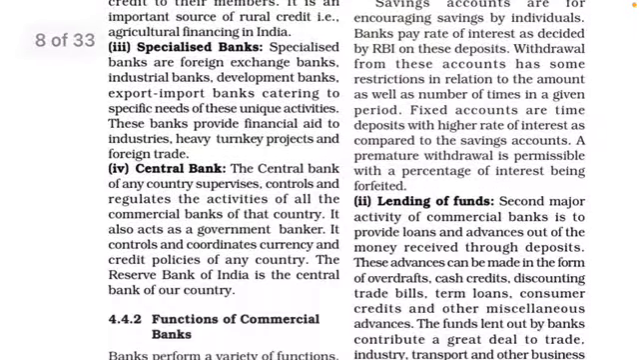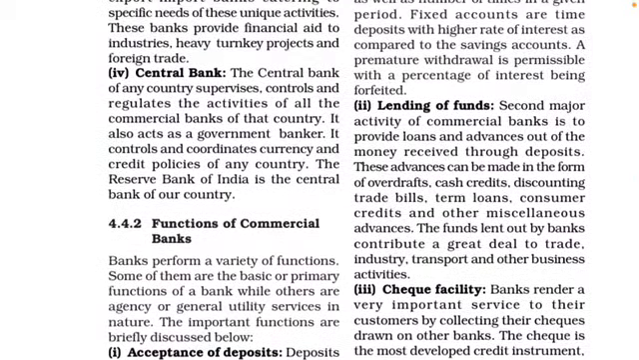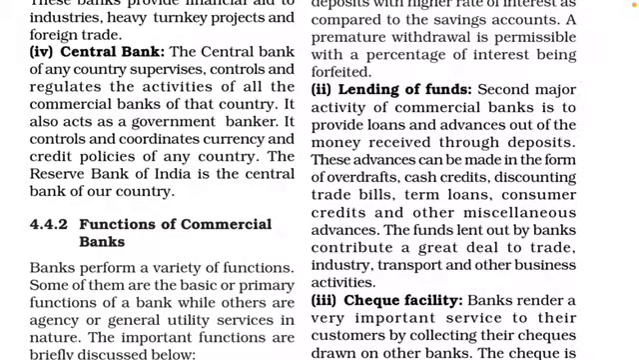So the first function of the commercial bank is to accept deposits from the public, and the next one is just vice versa, lending of funds. The bank will accept the deposit, and then the bank will lend the funds to the needy people or business houses in the form of overdrafts, cash credit, discounting trade bills, term loans, consumer credits, and other miscellaneous advances. So, why will the bank lend money to the public? Because when the bank provides loans or credits to people or business houses, it charges some interest, which is regarded as income for the banks. So lending of funds is another function.